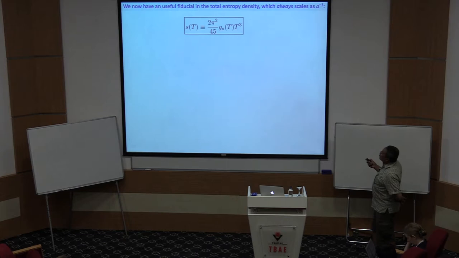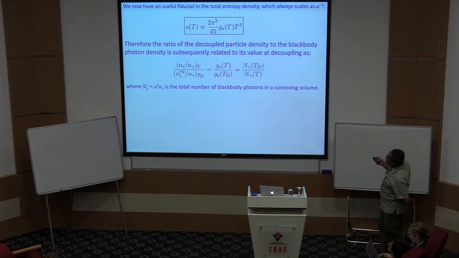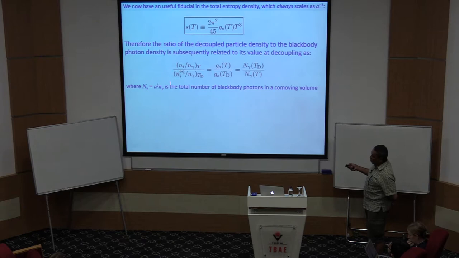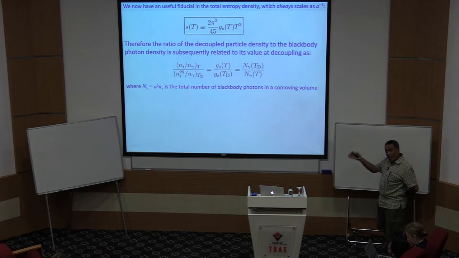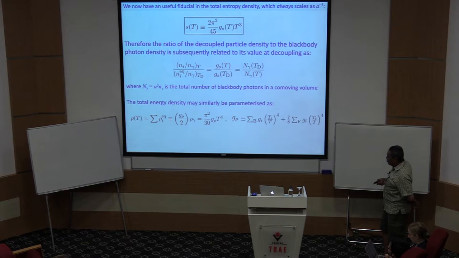So now we have constructed a total entropy density that is conserved in a co-moving volume. And so the ratio of the decoupled particle density to the photon density is just related to the value at decoupling. You just count the number of degrees of freedom at decoupling and at any other temperature, and that ratio is the one that will tell you the ratio of the number of these I particles to the equilibrium value, right? And always capital N is the number of photons in a co-moving volume. That's the fiducial. We are interested in that because that is something that ultimately you will measure on the sky in terms of the blackbody spectrum of the microwave background. So therefore, everything has to be normalized to that. Okay, so you can go through these things later.